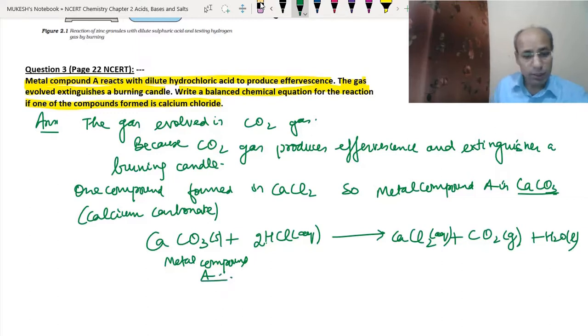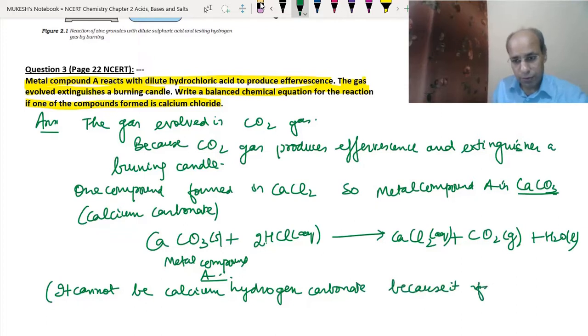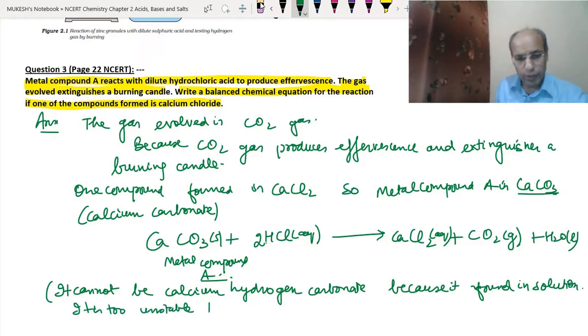And I told you that it can be either carbonate or bicarbonate. So now we have to write why it cannot be calcium hydrogen carbonate, or calcium bicarbonate. Because it is too unstable to exist as a solid.